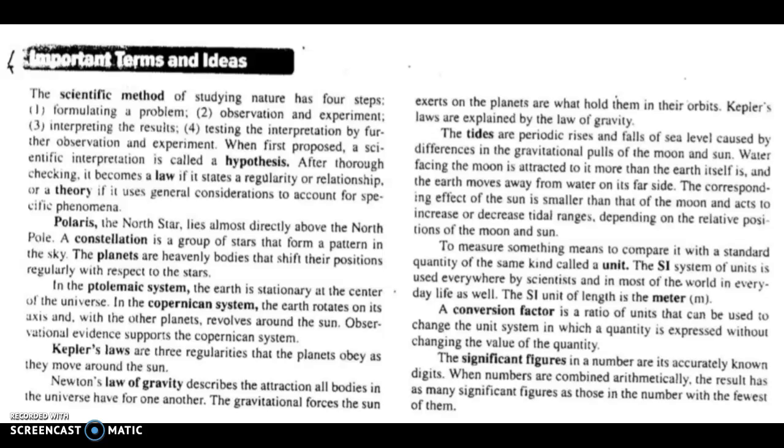Now, this guy called Kepler has three laws, and they are regular. There are three laws that talk about regularity that planets observe as they move around the sun. Then Newton's laws of gravity describe the attraction that all mass bodies in the universe have for one another. The gravitational force the sun exerts on the planets is what holds them in their orbit around the sun. Kepler's laws are explained by the law of gravity.